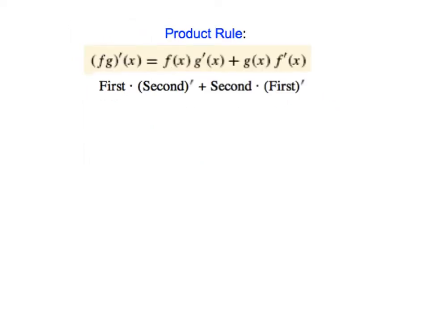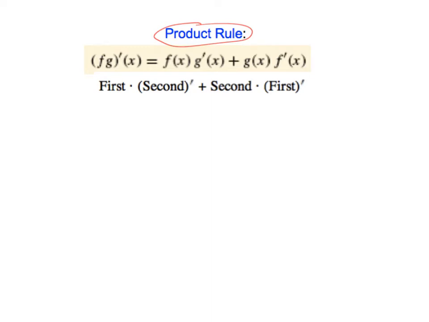However, not every problem can we simplify in such an easy way, so we're going to want to use the product rule when necessary. The product rule: the derivative of f times g is f of x times g prime plus g of x times f prime.